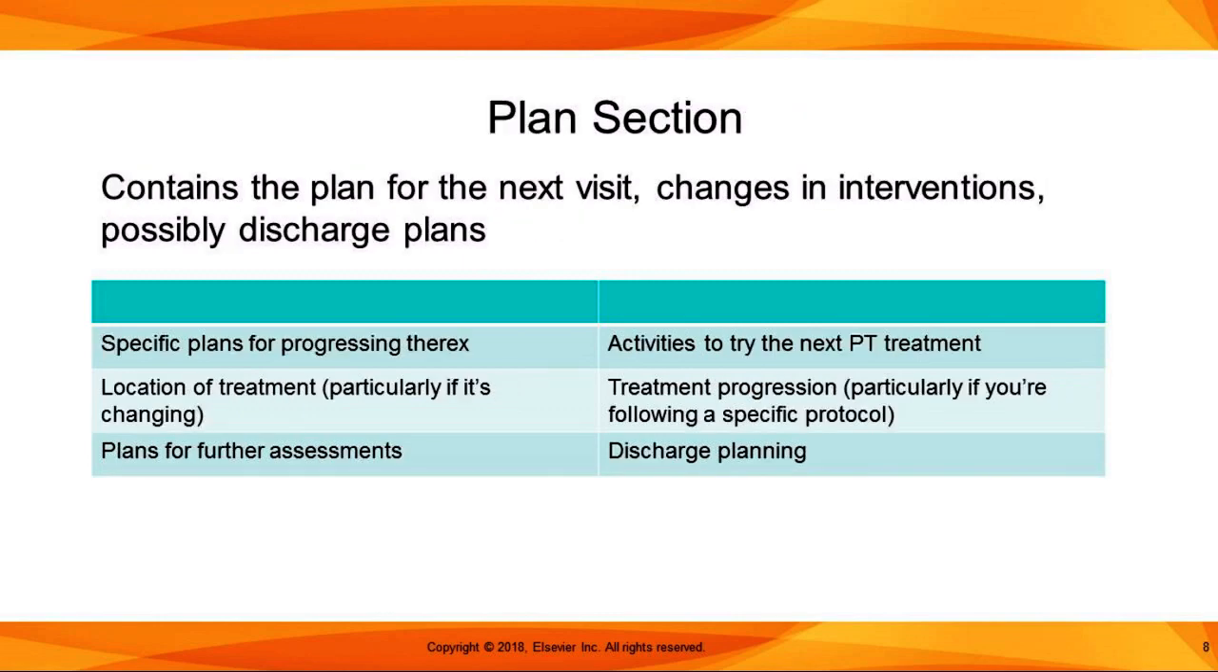The plan section includes the plan for the next visit. Changes in interventions, possibly discharge plans, and that can include specific plans for progressing therapeutic exercise. So you want to say, I'm going to do this exercise next time. So in the plan, you'll say, progress to standing knee extension next visit, something like that. They have been doing seated knee extension. The location of treatment, particularly if it's changing. So maybe we've been working on their knee, but they also have in the referral, it's for their knee and their shoulder. So we're going to focus on the shoulder next time.